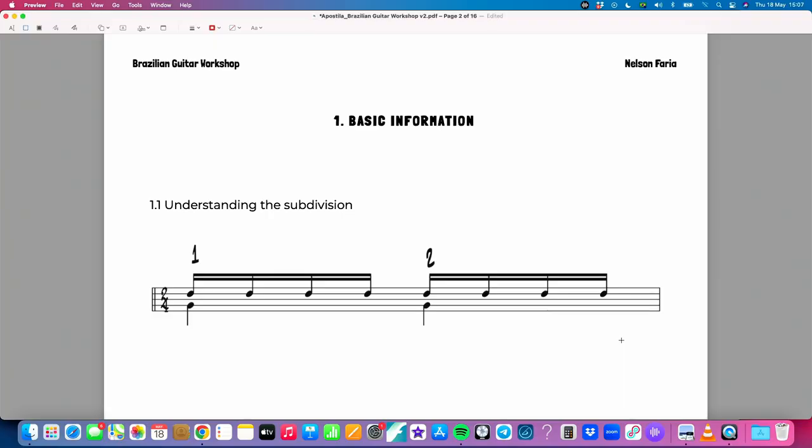So I want to show you the first music that's written showing the subdivision. This is how we feel the Brazilian music. 1 and 2, it's 2 beats per bar. And we have the 16th notes making the subdivision. Tiki tiki tiki tiki tiki tiki.